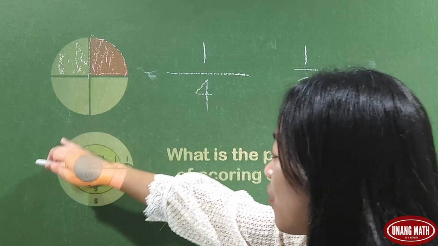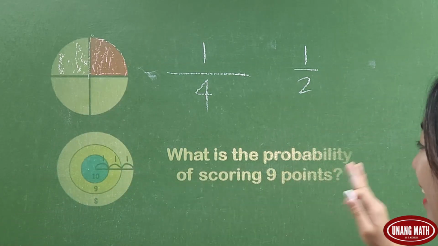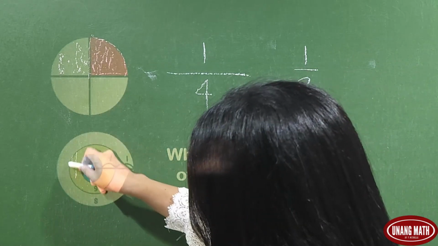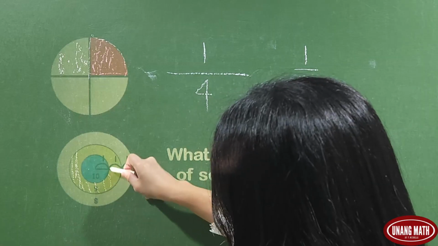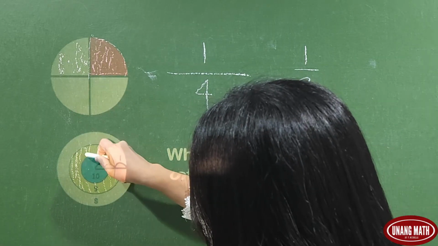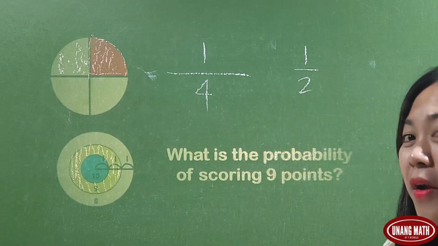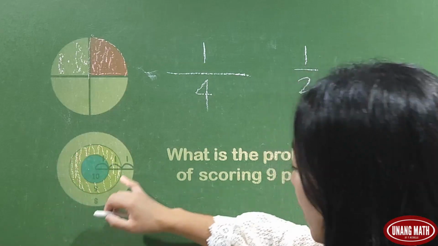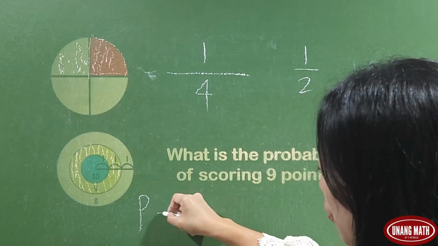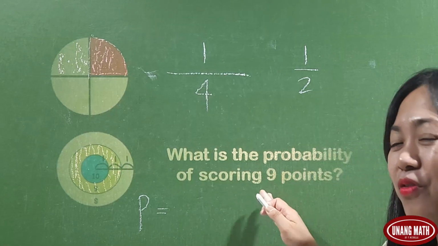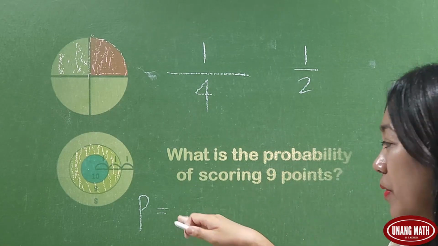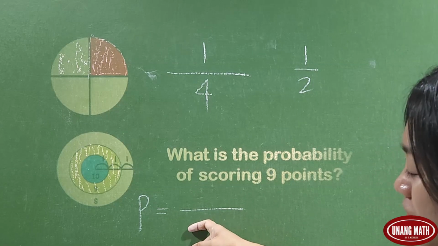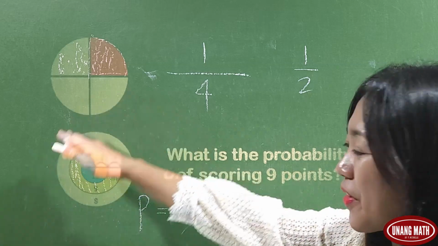Okay, what about this figure? What is the probability of scoring 9 points? That means you have to hit this region to score 9 points. Okay, to find the probability of scoring 9 points, we have to know the area of the favorable region over the area of the entire region. Okay, let's find first the area of the entire region.